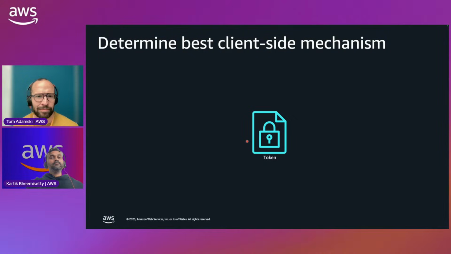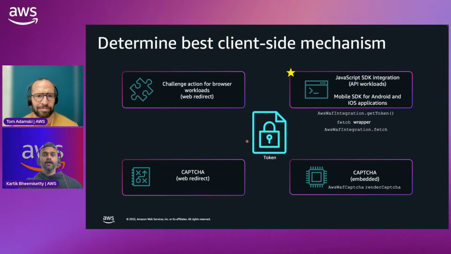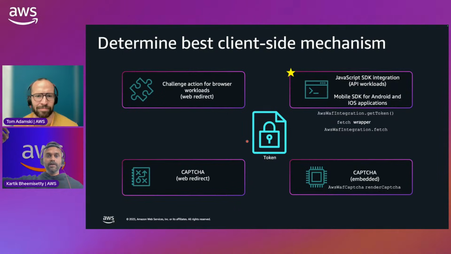So now, what's the best way to get a client-side token? Either you put a challenge or a captcha on a rule. When a particular request matches particular traffic, it's going to throw a challenge or a captcha for the user to solve. Now, the disadvantage of that is additional round trip time, and then the request has to be resent, etc.